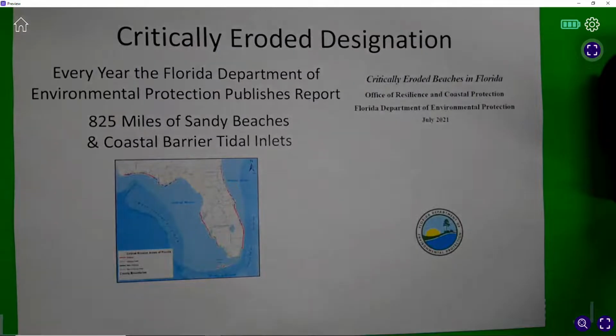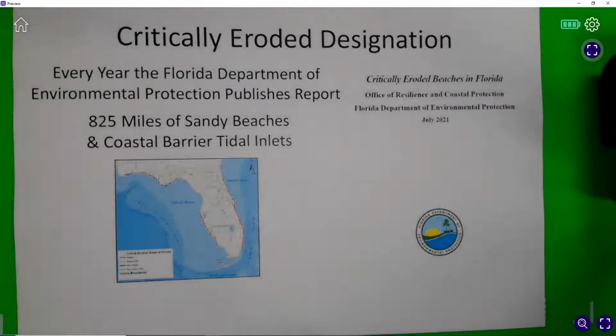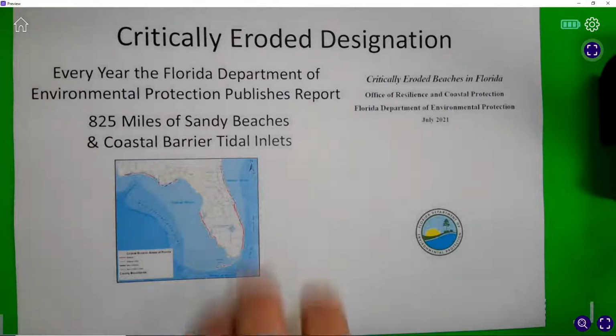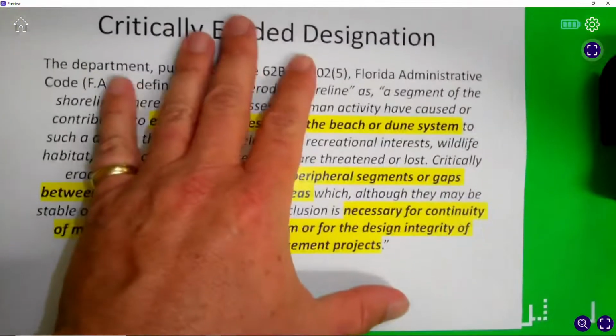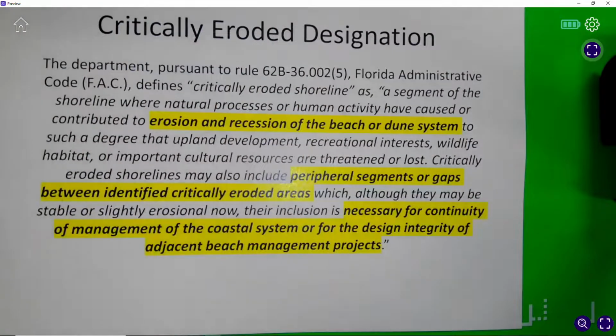So, shifting gears: critically eroded designation. Every year, the Florida Department of Environmental Protection publishes a report. The last one came out, I believe, in July 2021, and it covers 825 miles of sandy beaches and inlets across the entire state. So this is like most of Florida. I'm not sure how many miles of shoreline or sandy beaches Florida has, but it does look like a lot.